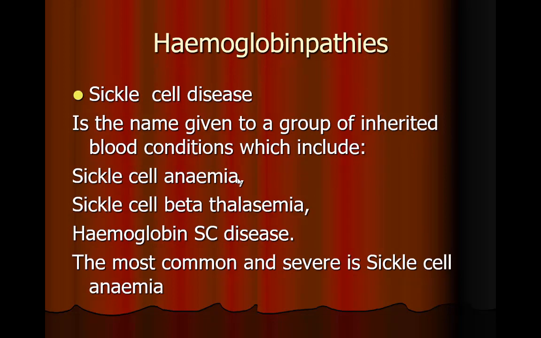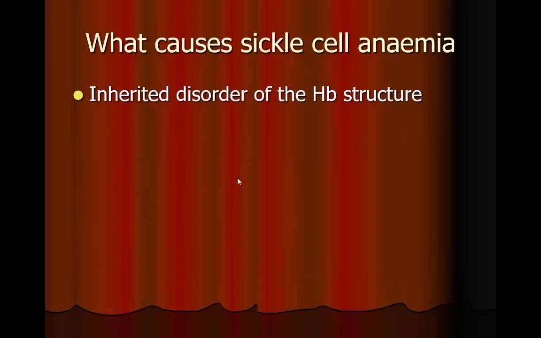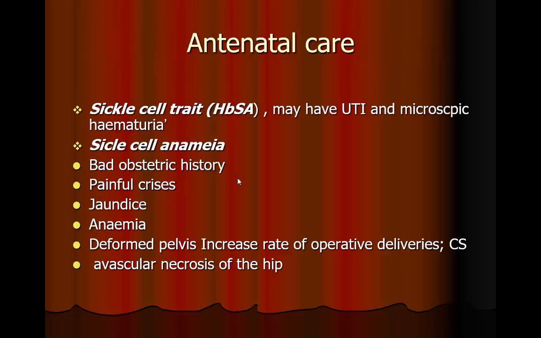The other form is hemoglobinopathies. Sickle cell disease is the name given to a group of inherited blood conditions which include sickle cell anemia, sickle cell beta thalassemia, and hemoglobin SC disease, and the most common and severe is sickle cell anemia. What causes sickle cell anemia? It is an inherited disorder of hemoglobin structure.